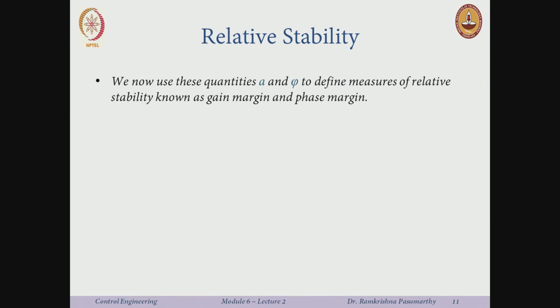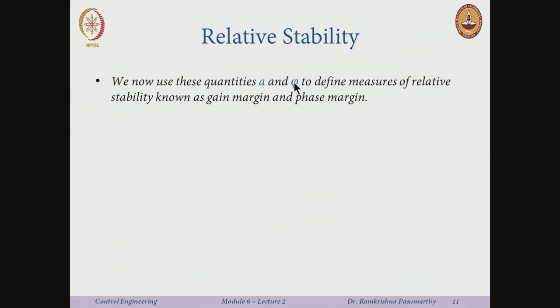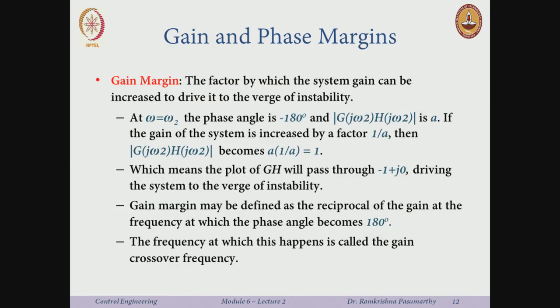So, we will use these two quantities A and phi to define the measures. Now, we will name each of them, right. So, the one related to A we will call the gain margin, and the one related to phi we will call the phase margin, okay. The names will already tell us what they mean, but let us understand that a little more formally and in a little more detail, okay. Gain margin, what is this?